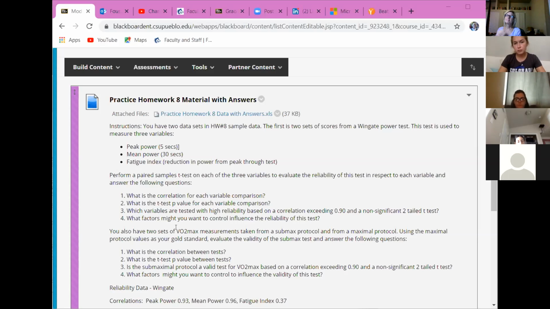Okay, so we do the same thing for validity. Does that substandard measure the same thing in a reliable way as the gold standard does? So we would do a correlation. We'd want a high correlation, 0.8, 0.9. And then we would want to look at the t-test, the dependent t-test, to see there was no difference between the outcomes. Okay, so that is a validity measurement.